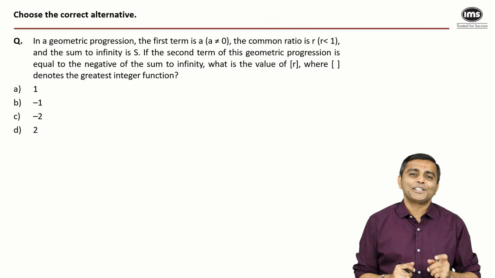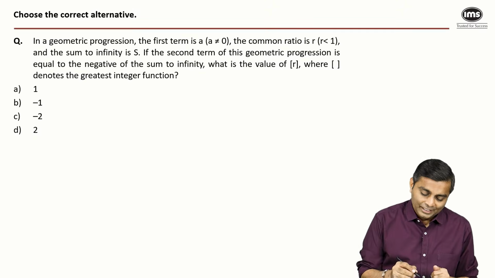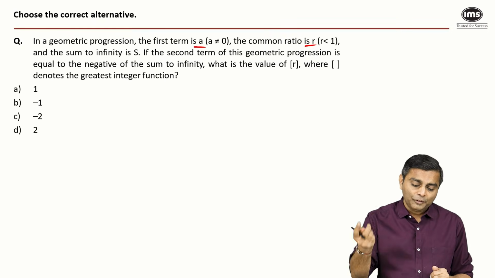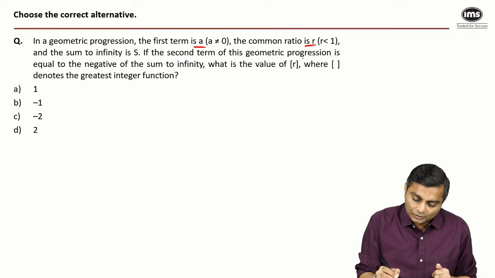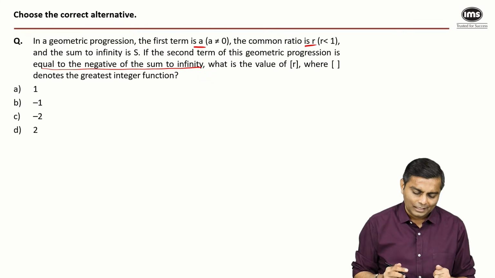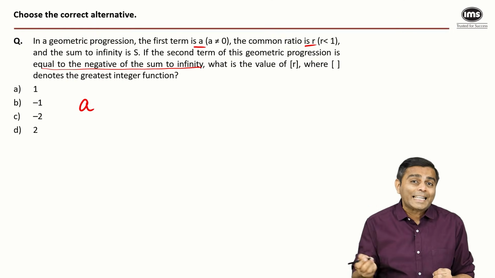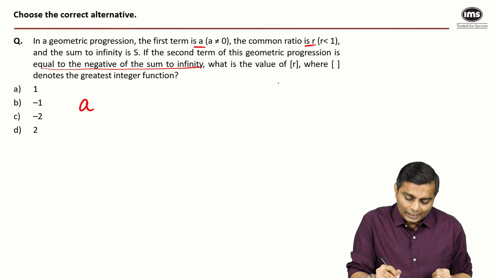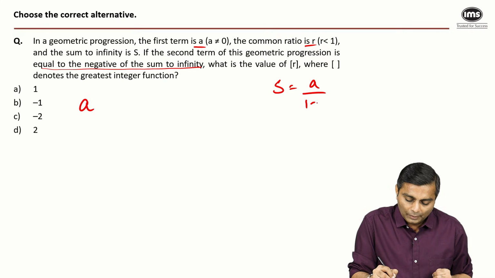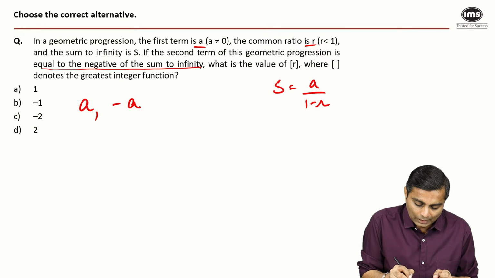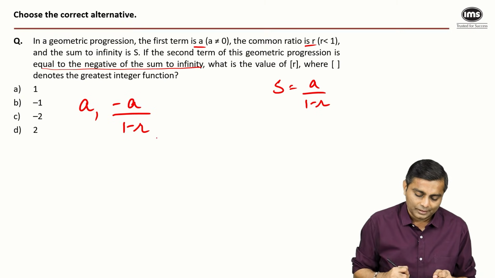Moving on to the next question now. Question on infinite GP they've said. In a GP, first term is A, common ratio is R. Sum to infinity is S, okay. Second term of the GP is equal to the negative sum to infinity. What is the value of square bracket R? Square bracket is the greatest integer function. First term they've given as A. Second term they've given as, you know the formula, S is equal to A upon 1 minus R, sum to infinity. They've said negative of this, which means the second term is minus of A upon 1 minus R.